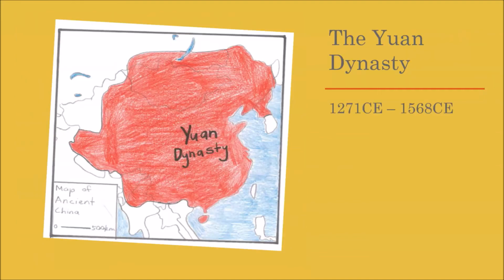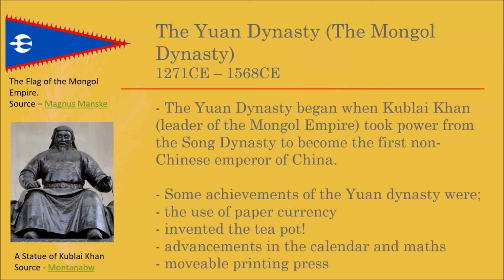Next up, we have the Yuan Dynasty. So what ended up happening was that Kublai Khan, the Mongol Khan, the leader of the great Khanate of the Mongol Empire, invaded China and took over and it became part of the Mongol Empire. And we call this the Yuan Dynasty. The Yuan Dynasty, also known as the Mongol Dynasty, began when Kublai Khan took power from the Song Dynasty to become the first non-Chinese emperor of China.